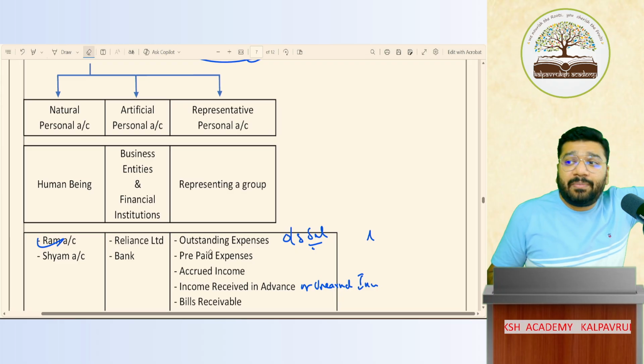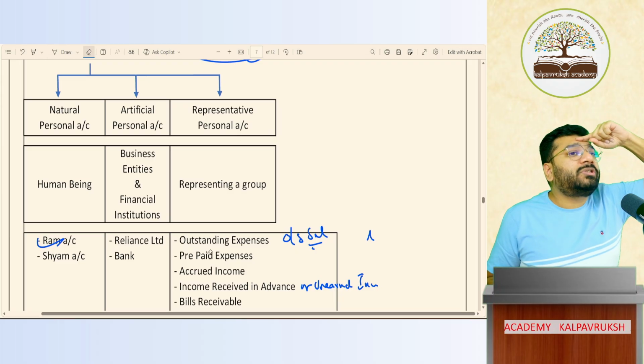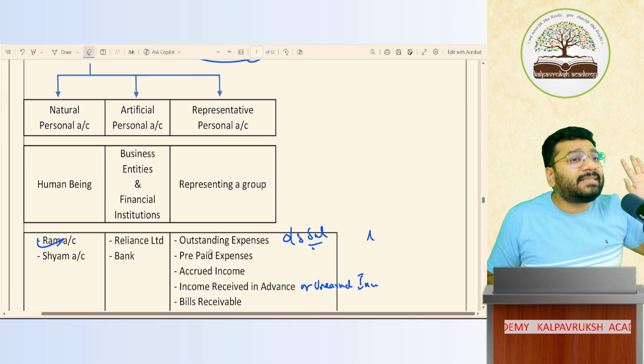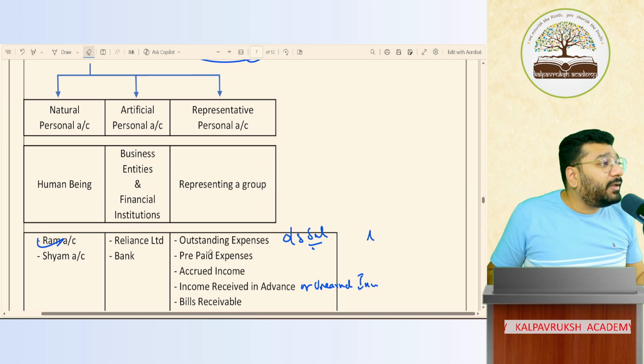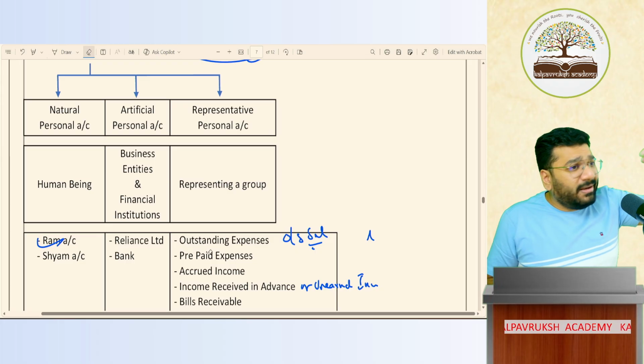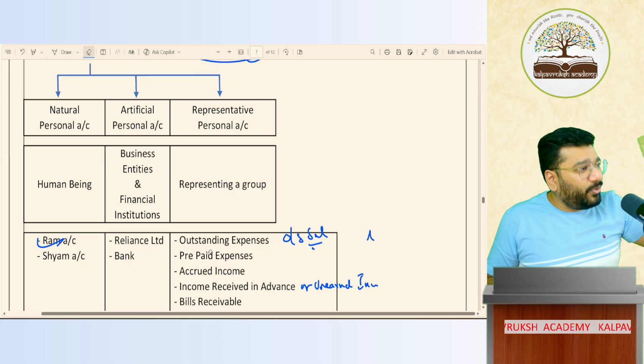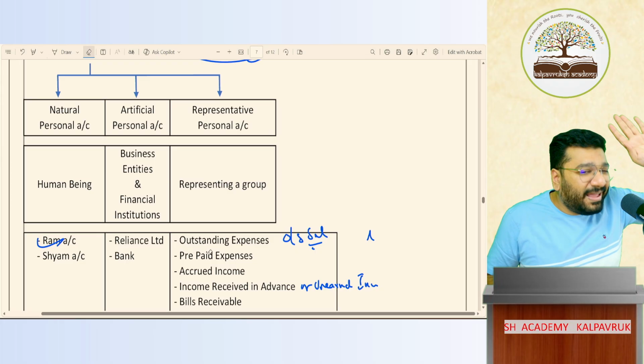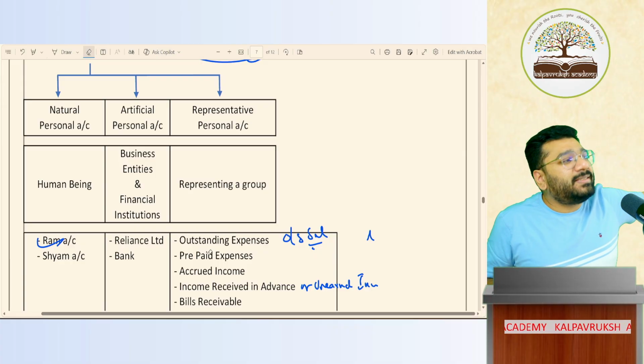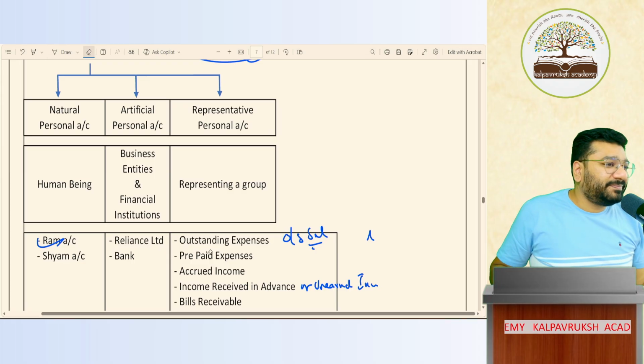But such a question will never come in the exam. From the exam point of view, outstanding expenses by default, you'll write as representative. Got it, not got it? To be very honest, in real life, I don't apply all these rules. We only apply the modern rule. We never apply this. Since it is a part of the syllabus, we're discussing it.